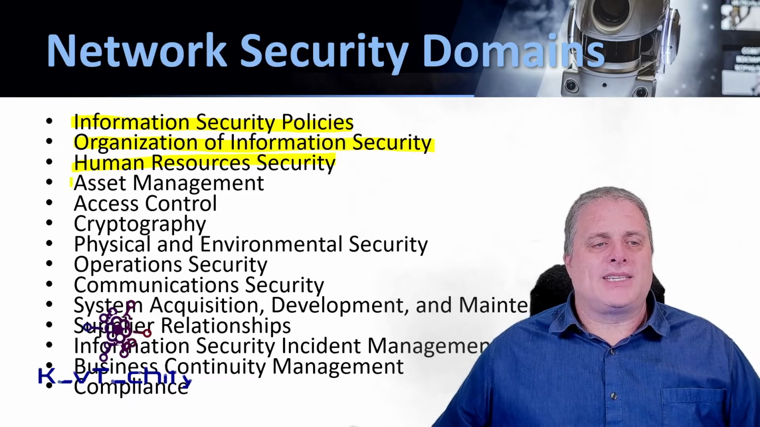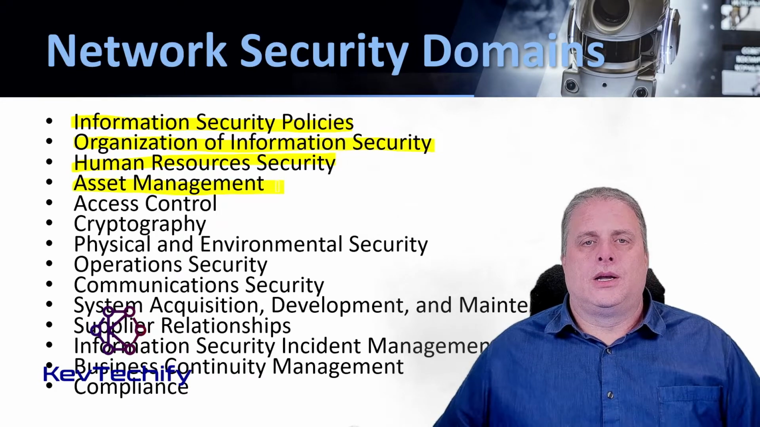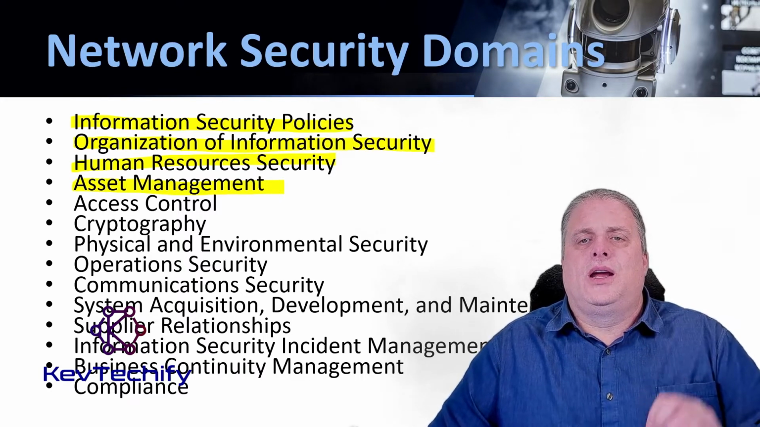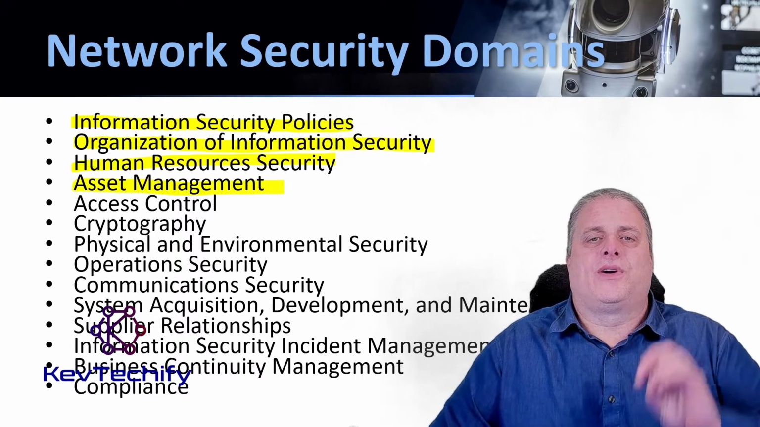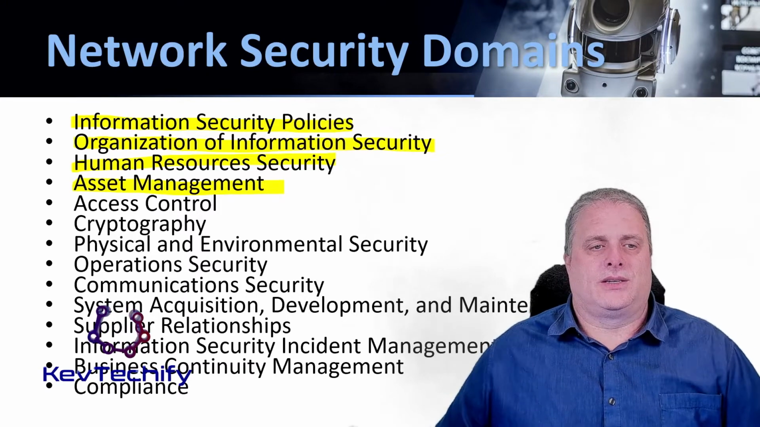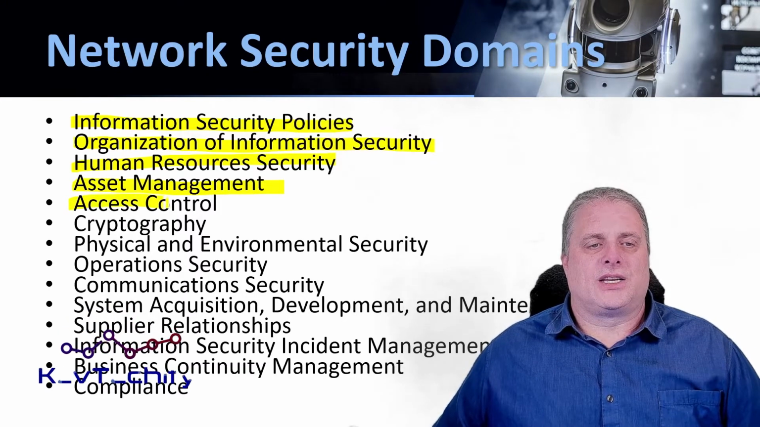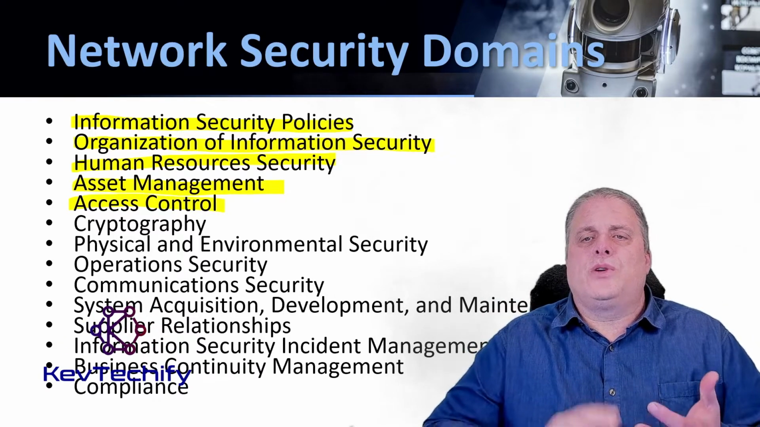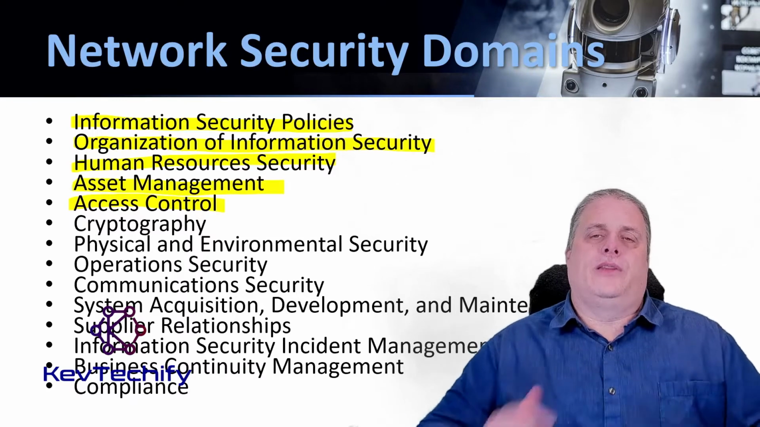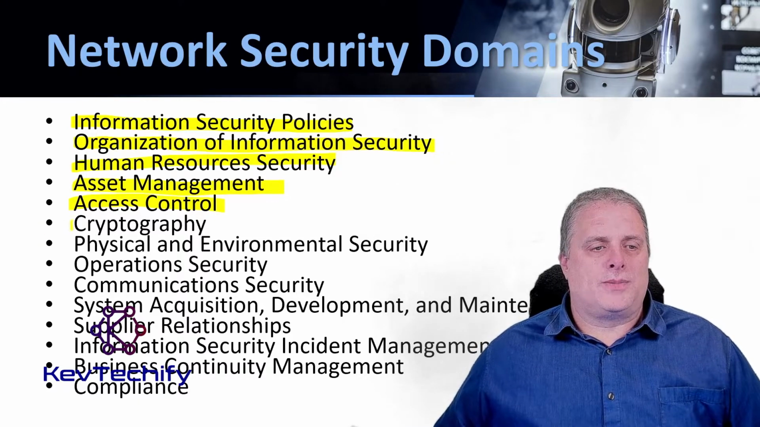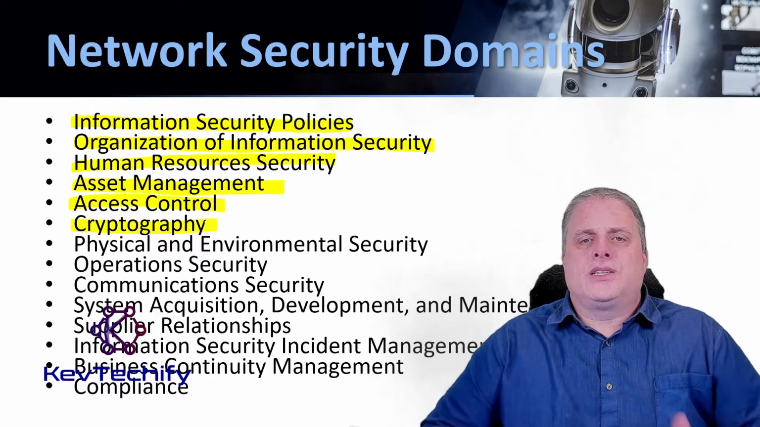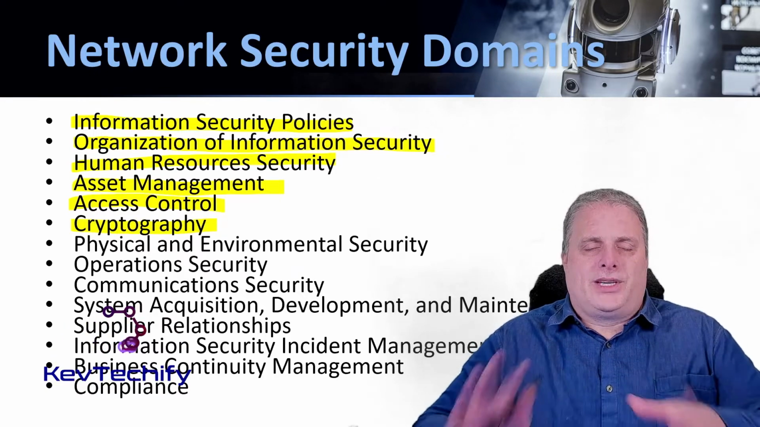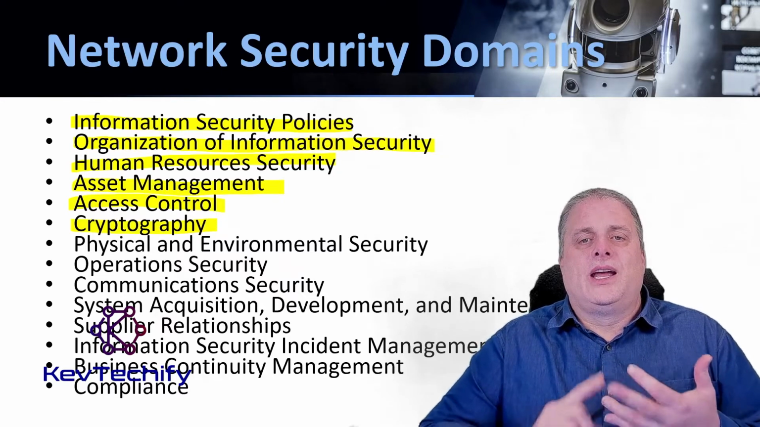Then we have asset management. This concerns the way the organization creates an inventory of and classification scheme for its information assets. We have access control. This describes the restriction of access rights to network systems, applications, functions, and data. Then we have cryptography. This concerns data encryption and the management of sensitive information to protect confidentiality, integrity, and availability.